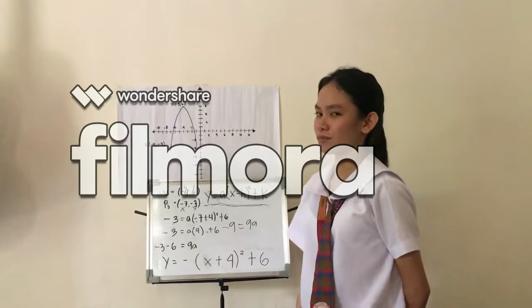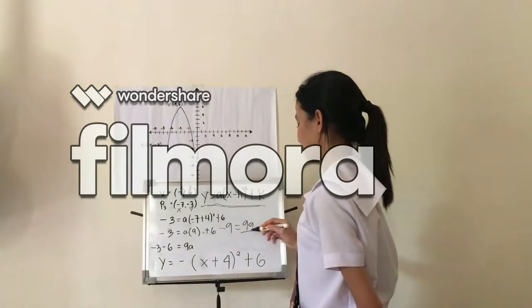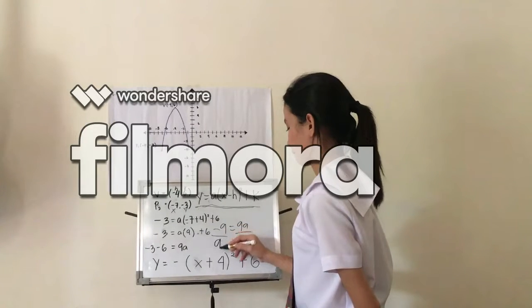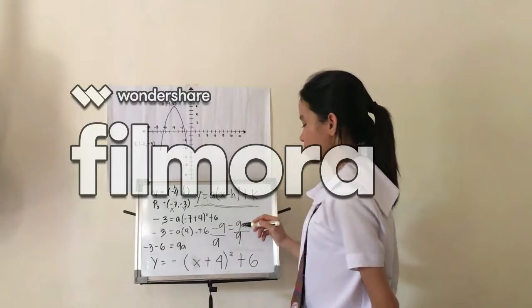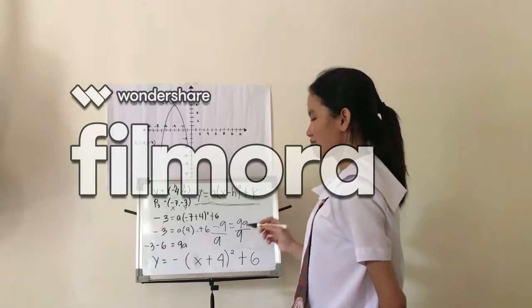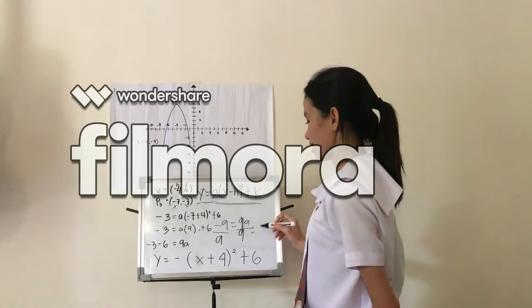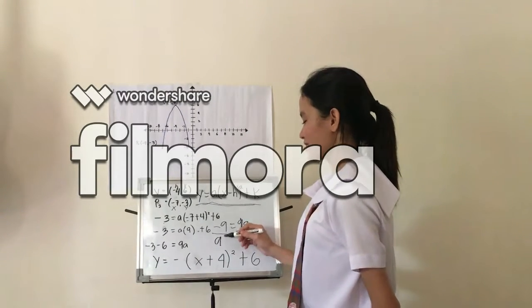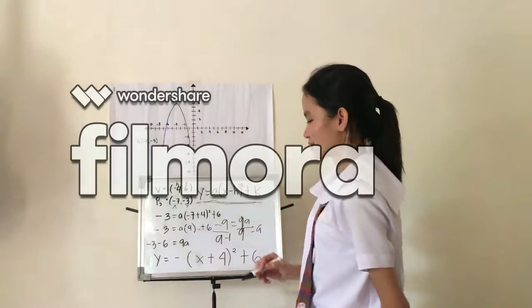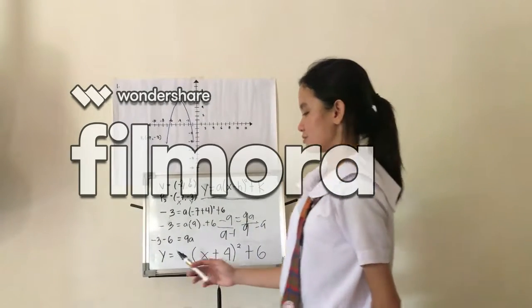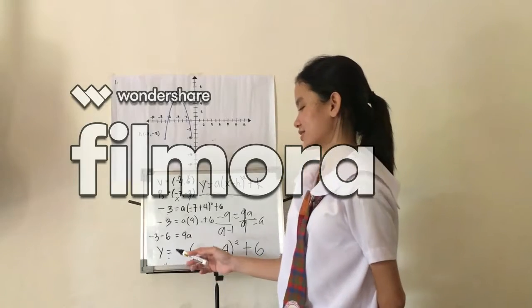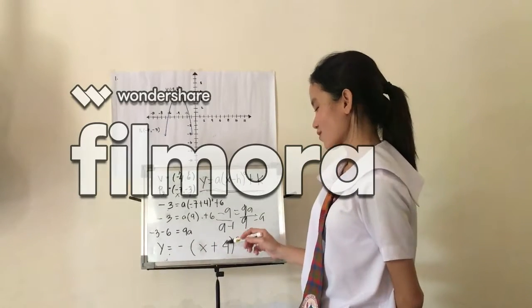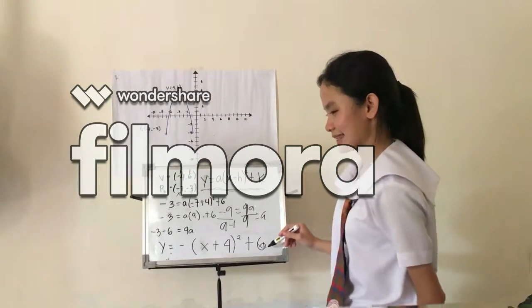We're going to divide both sides by 9. -9 divided by 9 is -1, and 9a divided by 9 is a. So our vertex form is y equals -(x + 4) squared plus 6.